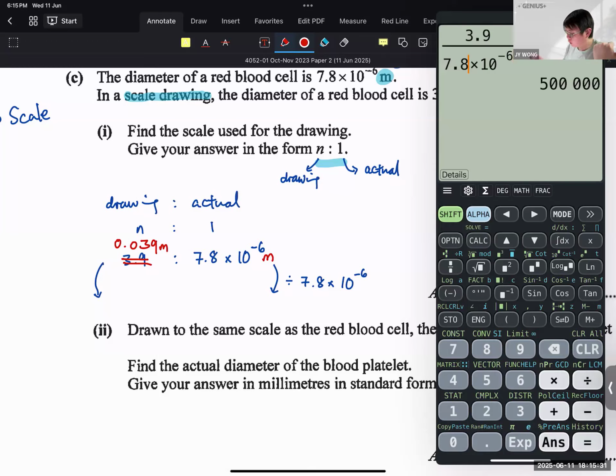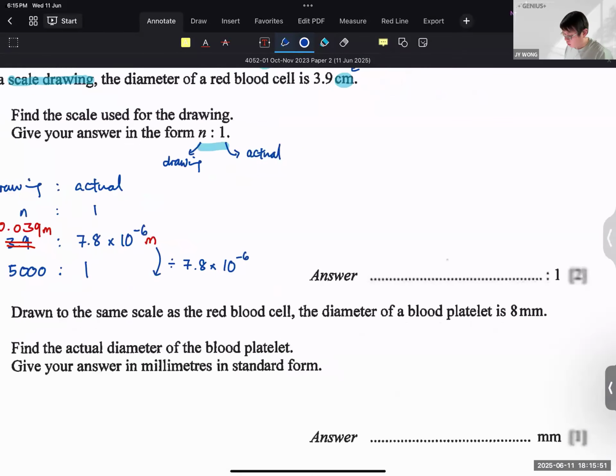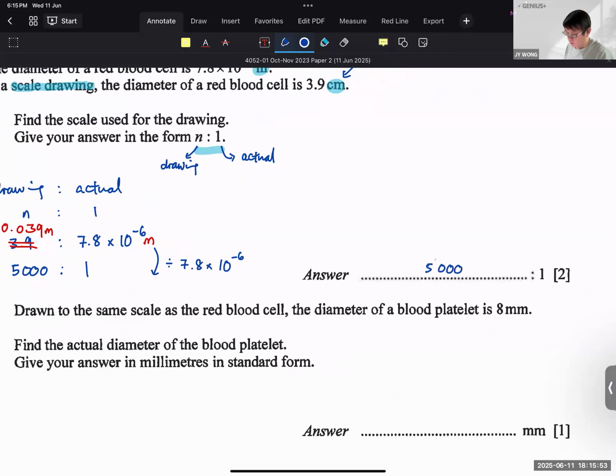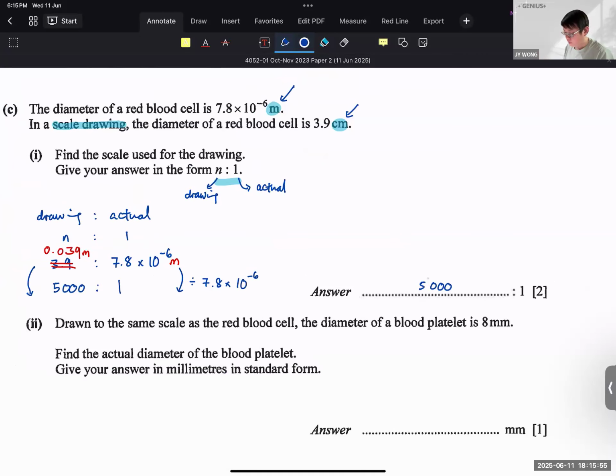But a lot of students will make this mistake where you forget because you don't write the unit and then you don't realize that they're actually not the same unit. So your numerator here should have been 0.039 so that you get the answer 500,000 in the correct unit. Okay, and therefore n is just 5,000. All right.